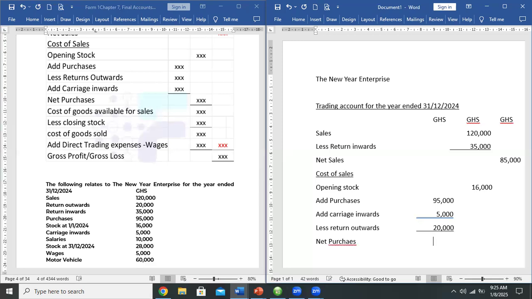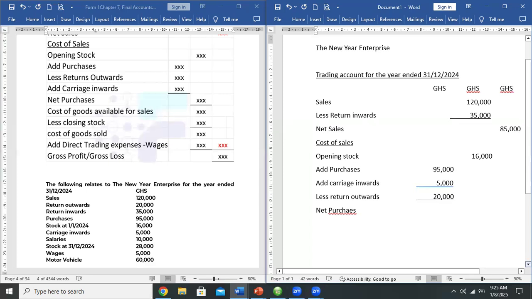So net purchases will now be pushed under your opening stock. I want to believe professors are following the thing chronologically. So that will be 80,000. Okay. Make sure the arrangement is done. Great. So your net purchases will now be added to your opening stock.